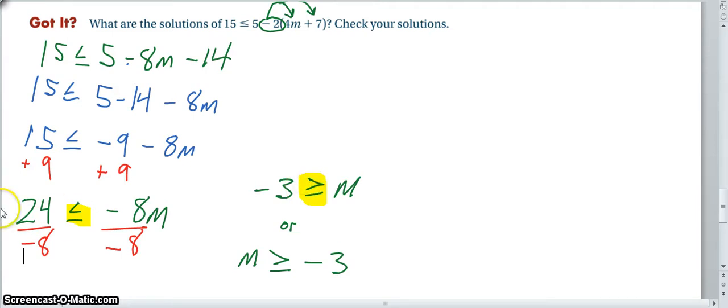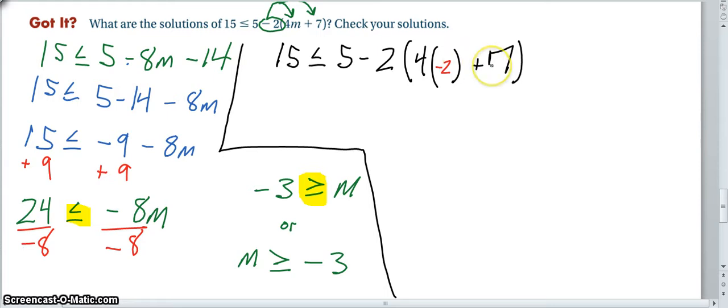So at first, I just keep my constant on the left side, negative 3, and my variable on the right side, m. But then, because I like it written like this better, I flip it around so that I can write my variable term first, and say m is greater than or equal to negative 3. Alright, so then we're asked to check our solution.